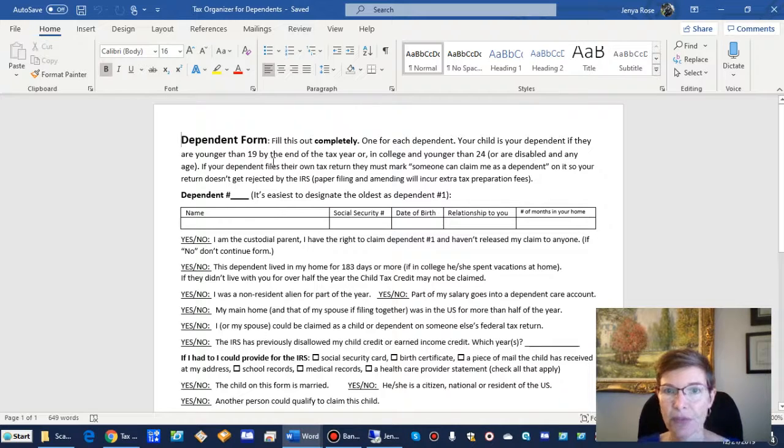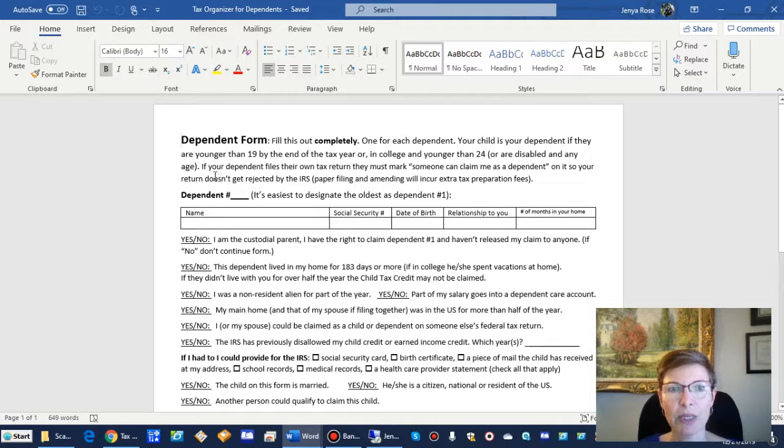Now, if they are above 24 and they're not making more than $4,150, you can still claim them. So every IRS rule has 14 exceptions, but this is the main gist of the rule.